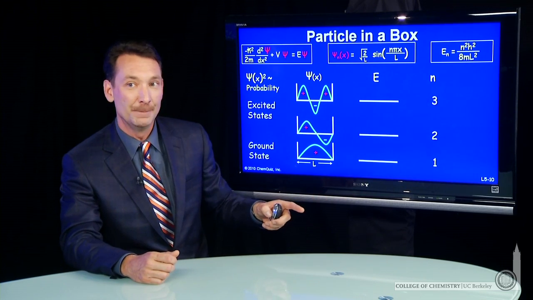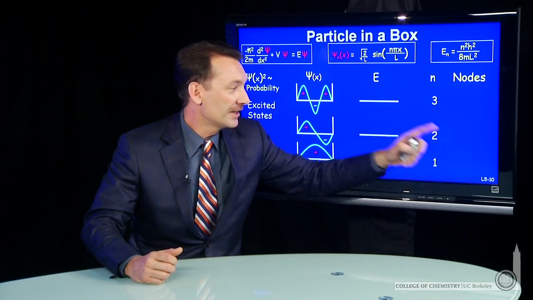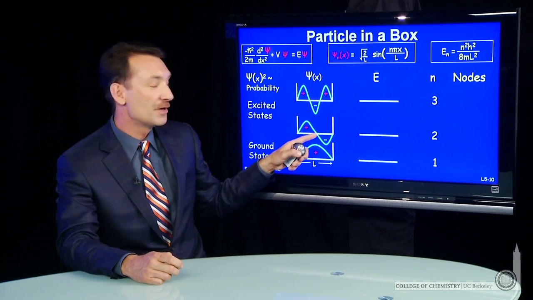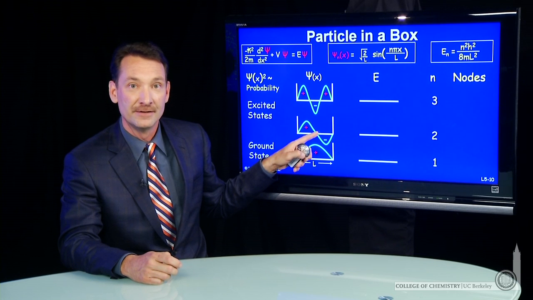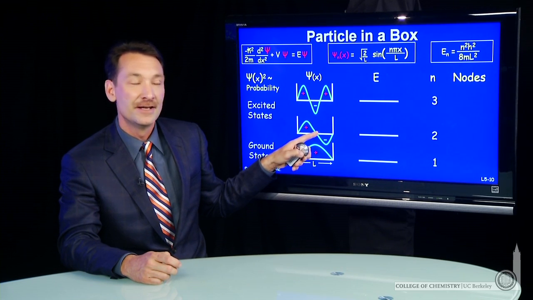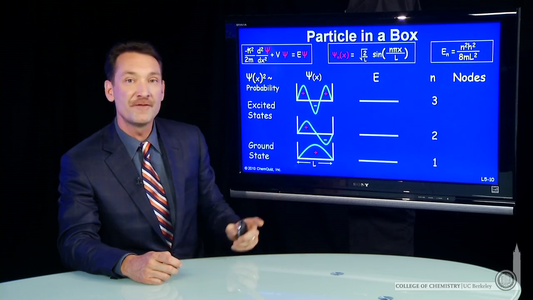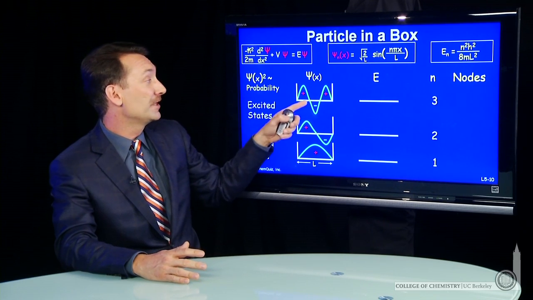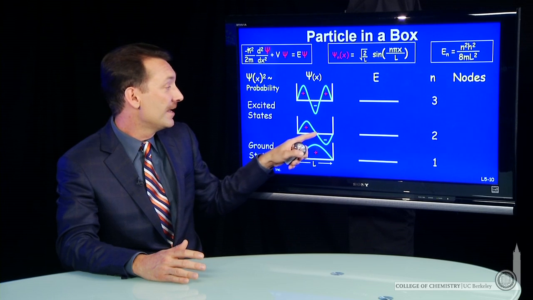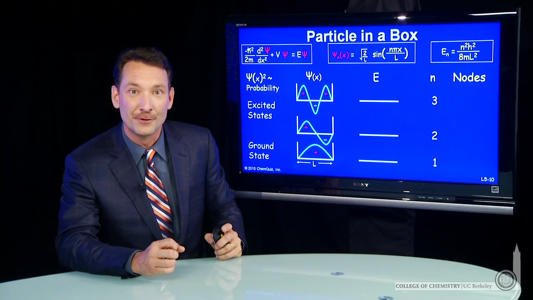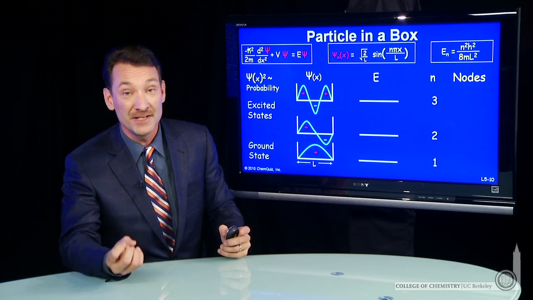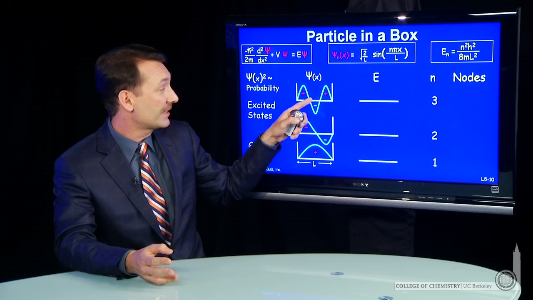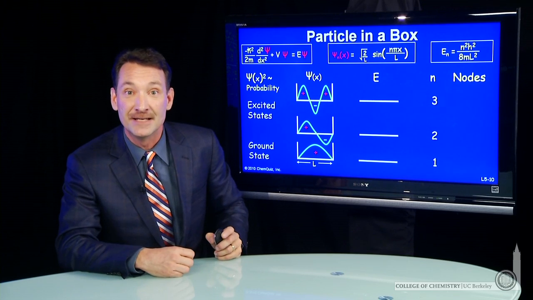N equal 3. We'll also calculate and catalog what we call the nodes, the areas of the box where there's 0 probability of finding the particle. 0 probability are the places where the wave function goes to 0. After you square 0, you still get 0, so the probability of finding the particle at these crossings is 0. And that's a strange characteristic of particles that behave like waves. There's portions of the box where the particle is forbidden to be.